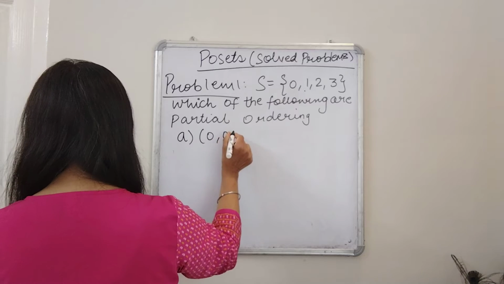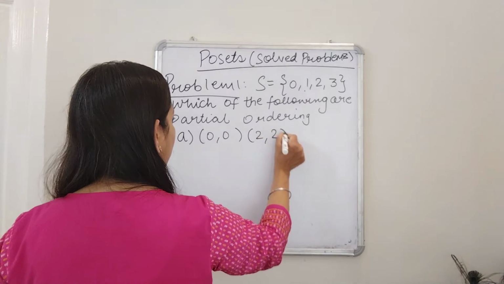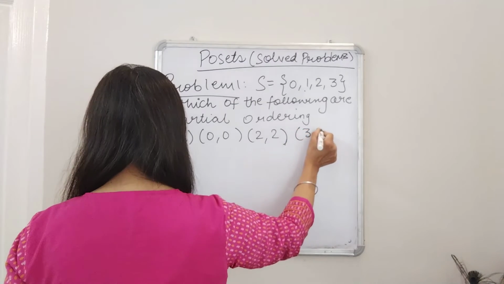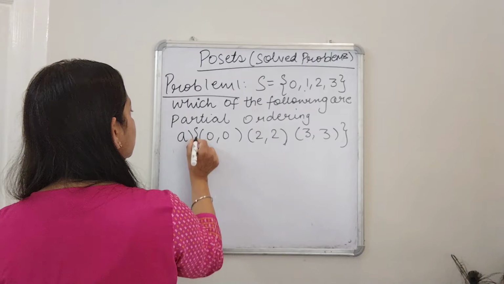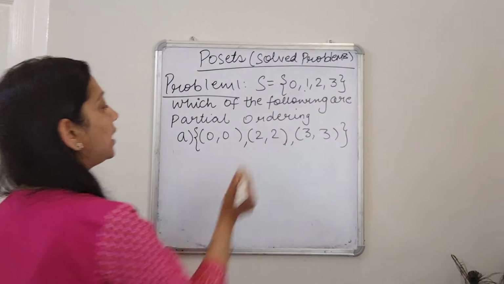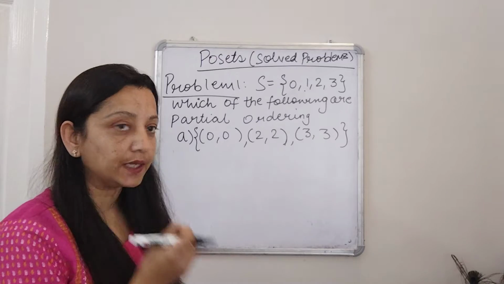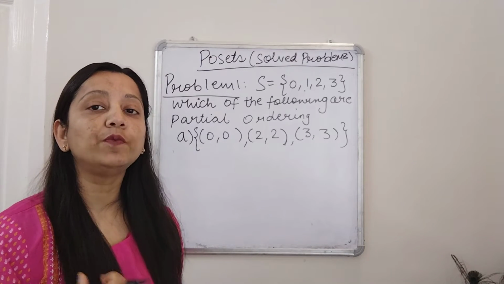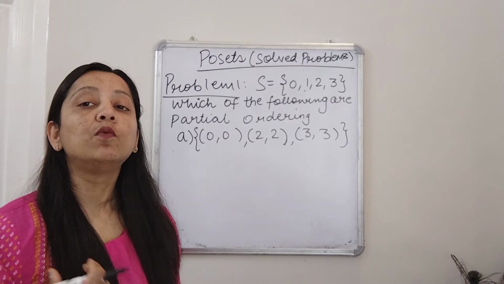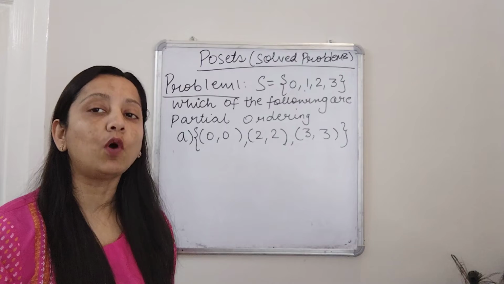0, 0, 2, 2 and 3, 3. One relation set is this, which has ordered pairs. So we have basically 4 relation sets. Out of all these 4 relation sets, we have to find out which relations are partial ordering and which are not, and on what basis.